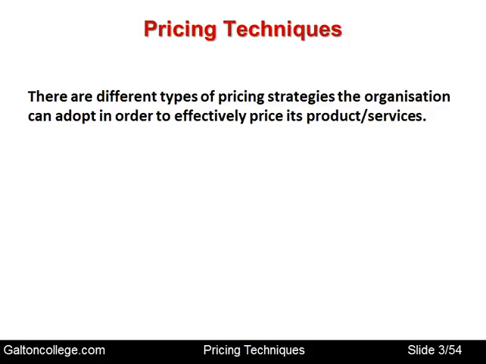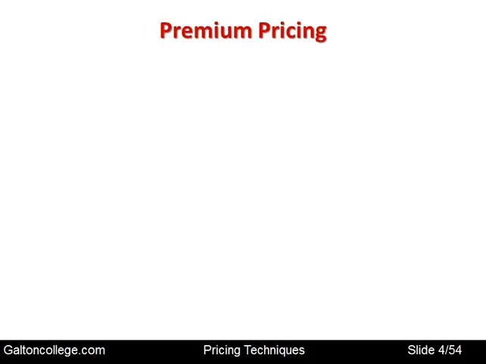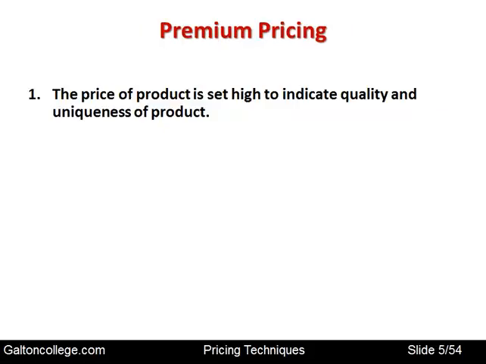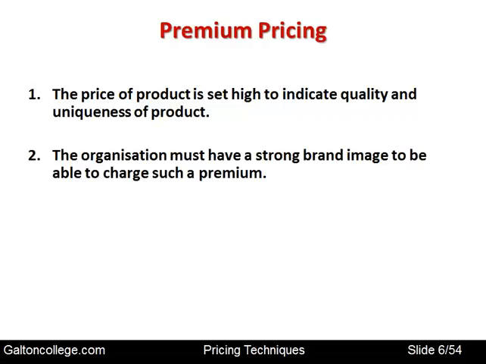There are different approaches that can be picked under different circumstances, and we want to go through these in this class. So we'll start with premium pricing. The price of the product is set high to indicate quality and uniqueness of the product. So this is an expensive item, or the company wants to represent its product as exclusive. It wants to represent its product as high quality and that it stands out from other products in the market.